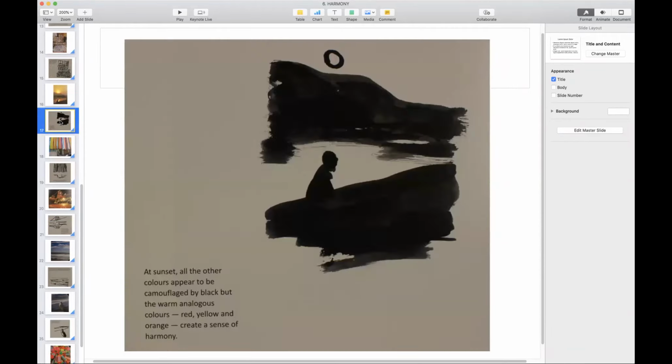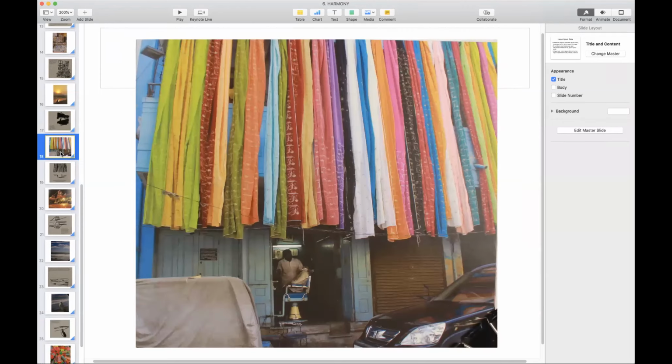So at sunset, all the other colors appear to be camouflaged by the black, but the warm analogous colors, red, yellow, and orange, create a sense of harmony. These are the three colors which are prominent in the image. This is a very interesting photograph.